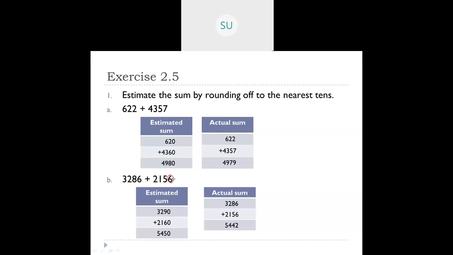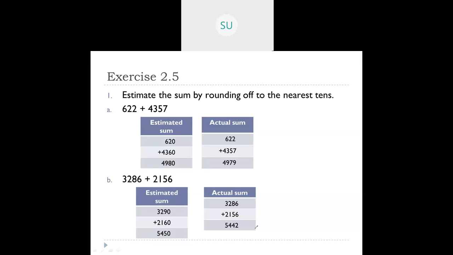So 6 is greater than 5, so we'll add 1 to this 5. So that becomes 2160. Okay, and when you add these two numbers, you will get 5450. So that is your estimated sum.